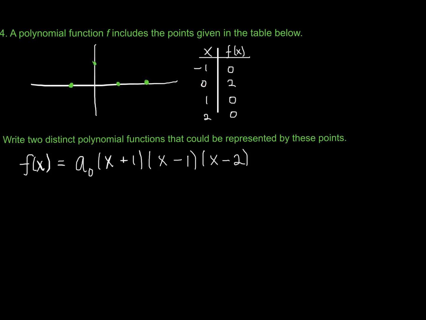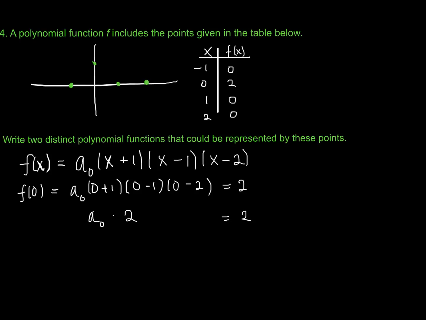So if we plug in 0 for x, we better make sure that the end result is 2. And so if we do that, we plug in 0, and remember we haven't chosen this value yet. So we have 0 plus 1 times 0 minus 1 times 0 minus 2. And what does this need to equal? It needs to equal 2. So this is 1, this is negative 1, and this is negative 2. So we have 1 times negative 1, which is negative 1, times negative 2, which will be a positive 2. So we'll end up with a sub 0 times 2 needs to equal 2.